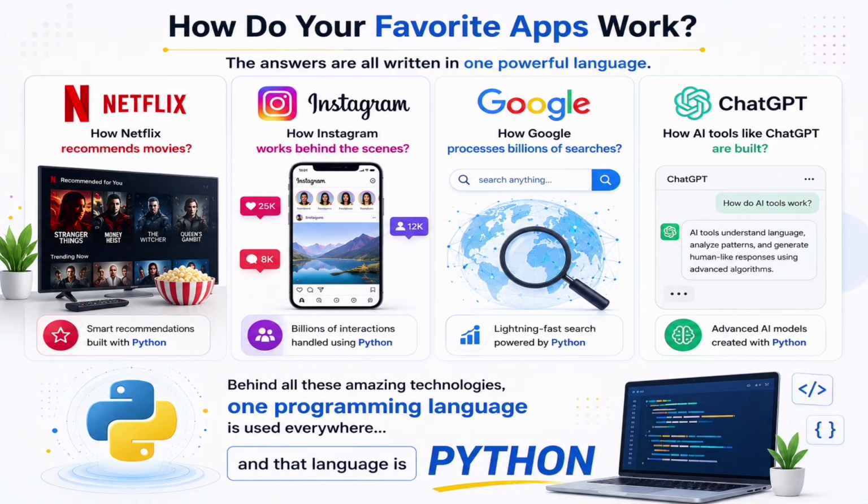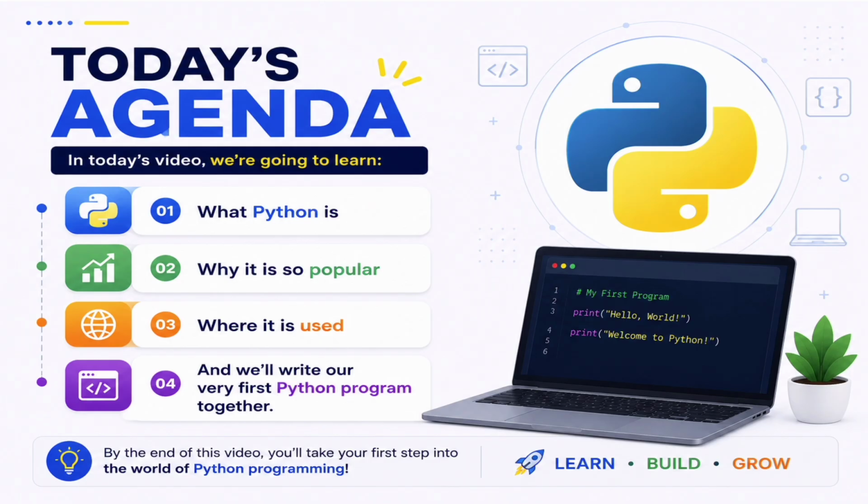Have you ever wondered how Netflix recommends movies, how Instagram works behind the scenes, how Google processes billions of searches, and how AI tools like ChatGPT are built? Behind all these amazing technologies, one programming language is used everywhere, and that language is Python. In today's video, we are going to learn what Python is, why it is so popular, where it is used, and we will write our very first Python program together.